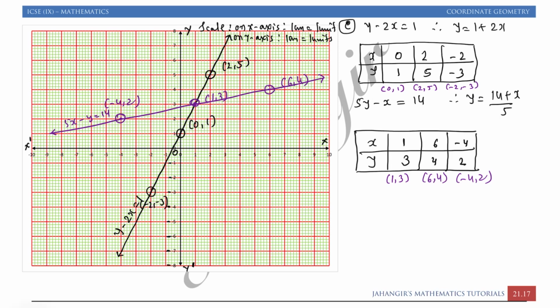Now the intersection point, this is my solution set. If you want, you can mark it on the graph, that is (1, 3). So I can write, therefore x is equal to 1, y is equal to 3. So solution set is equal to (1, 3).